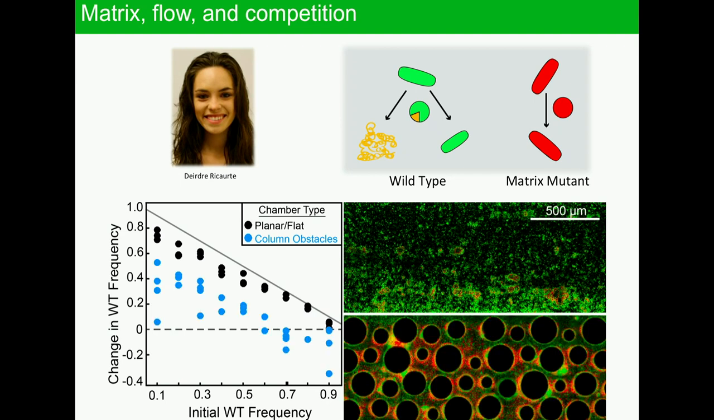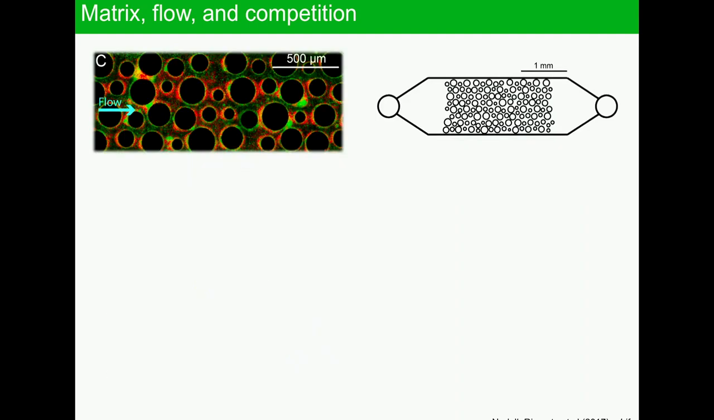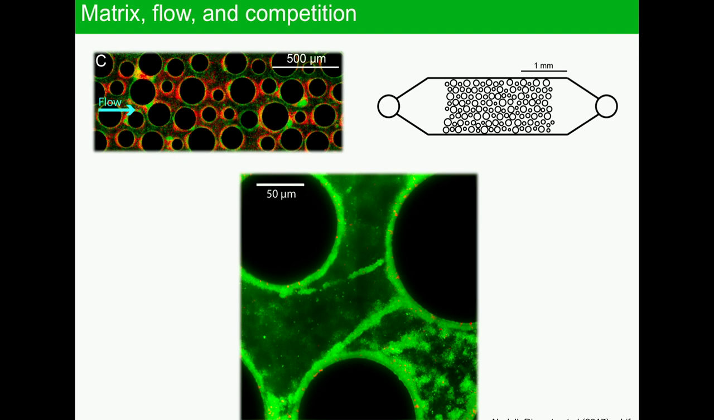But in a more complicated flow environment, we see a beautiful shift to negative frequency dependent selection. So now we have coexistence of the two, which was consistent with what I was thinking might happen. So I was very proud. I thought, okay, we guessed this correctly. But if we look in detail at these chambers, we can find those streamer structures, and there's no red cells in them. So that's not actually the explanation for what's happening.